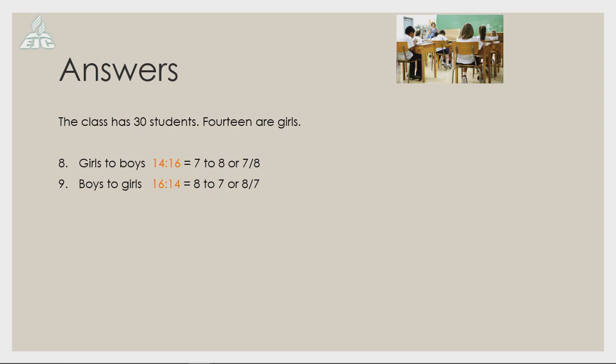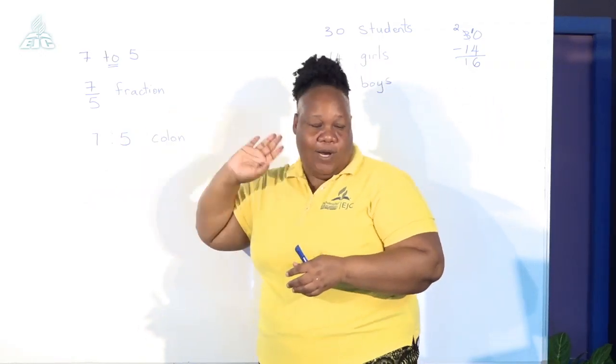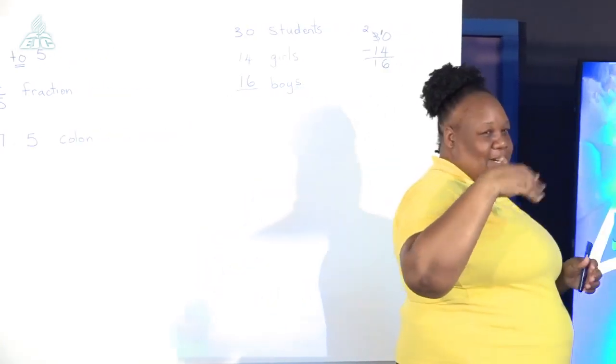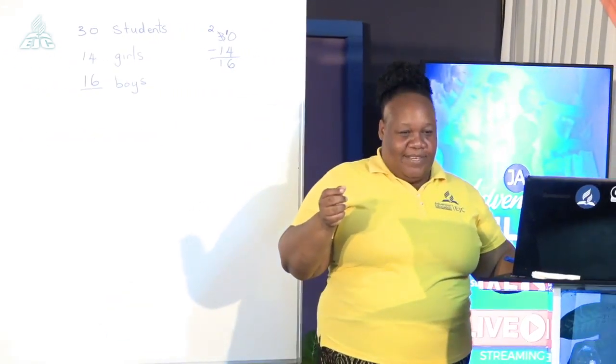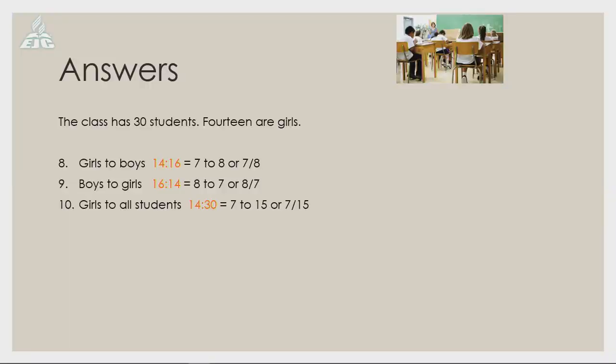Number 9, boys to girls. We have 16 boys, 14 girls. You have that. When you write your answer, you can use the word to, or you write your answer as a fraction, or you write your answer using the colon. Doesn't matter which one because I did not say which one, all right? Then it says girls to all students. How many students are in the class? 30 students. How many girls? 14 girls.